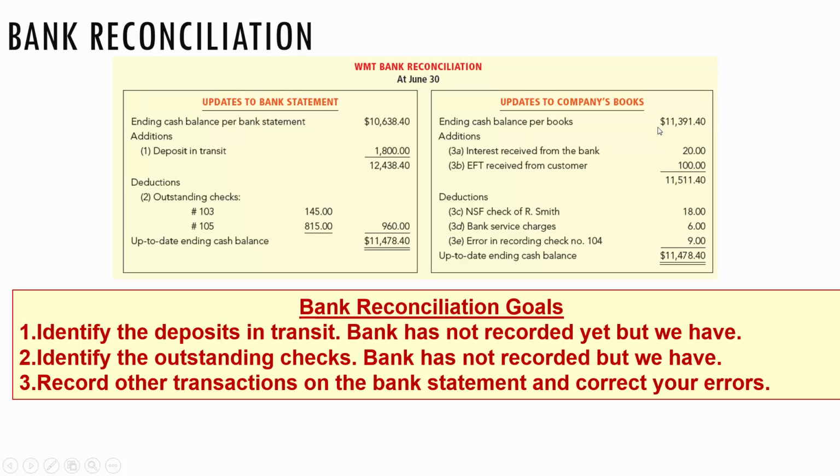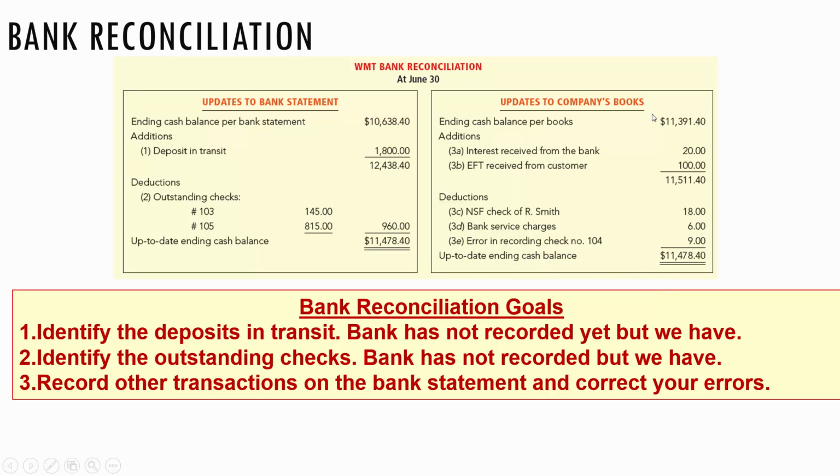On our company's records, we notice there's interest that we have failed to record. We have an EFT or electronic funds transfer, a customer paying on their account, that we didn't record. We have a bad check which we failed to take out of our bank balance. We have bank service charges we are just now learning about, and we actually made an error in our accounting records for $9.